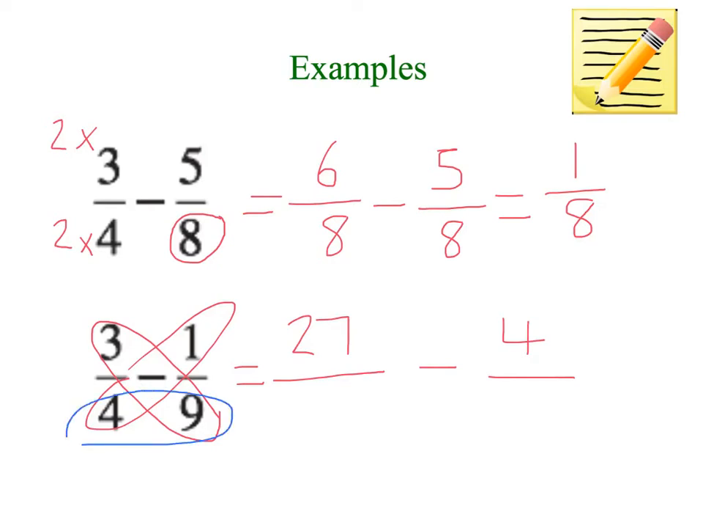Now, this won't give us the lowest common multiple. It may sometimes, but other times it won't. 4 9s are 36. So then we're going to change it to 36s. Then we do the sum with the numerators, so 27 minus 4. So we've got 23 over 36. Now 23 is a prime number, so we know that we don't have to simplify it anymore. That is its simplest form, 23 over 36.